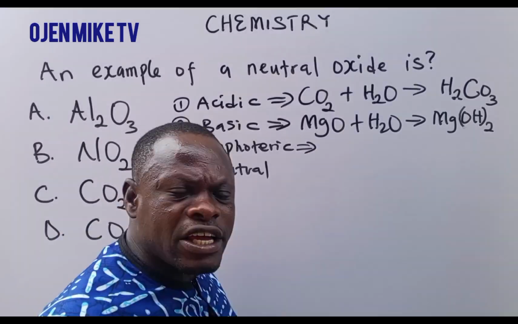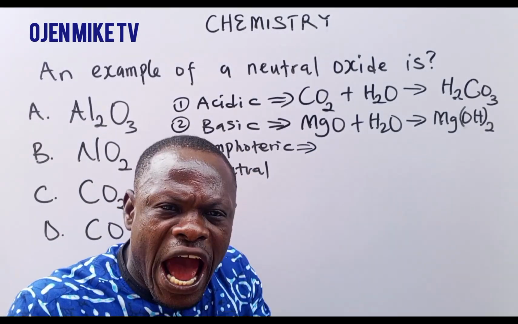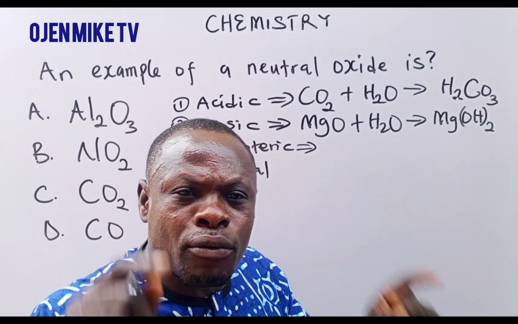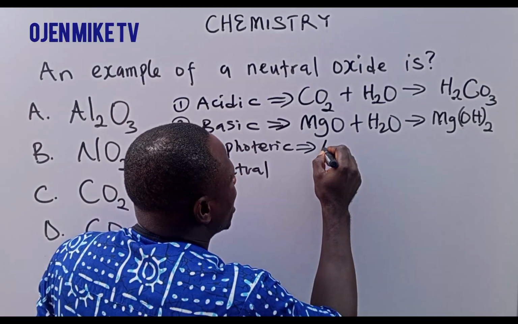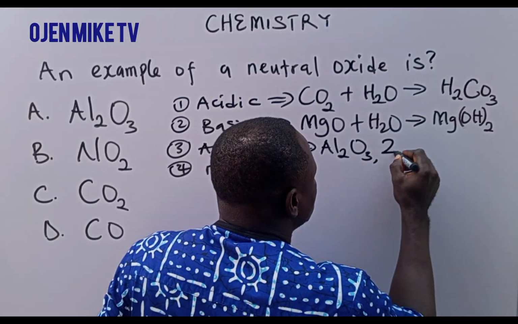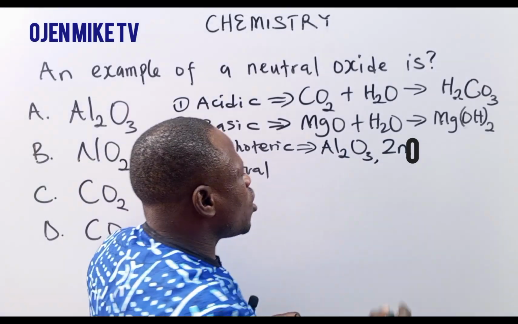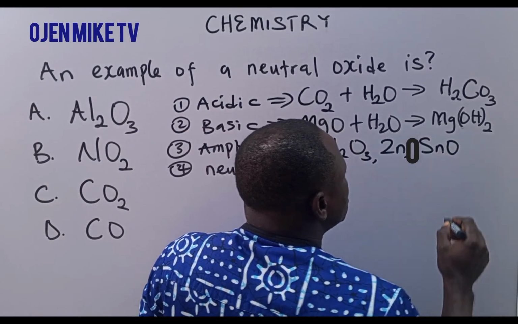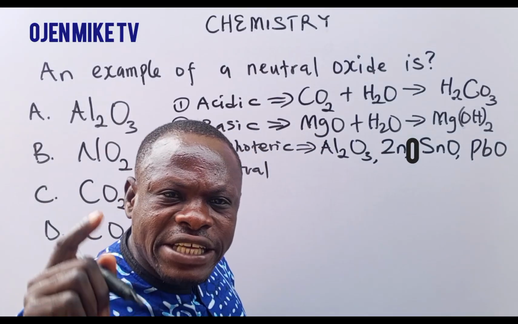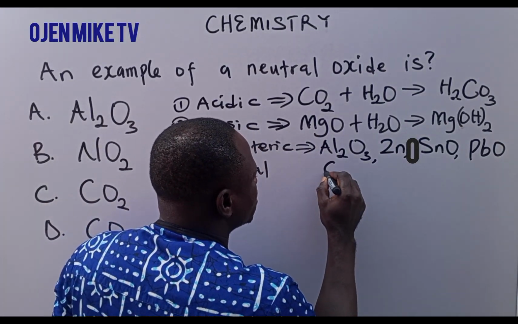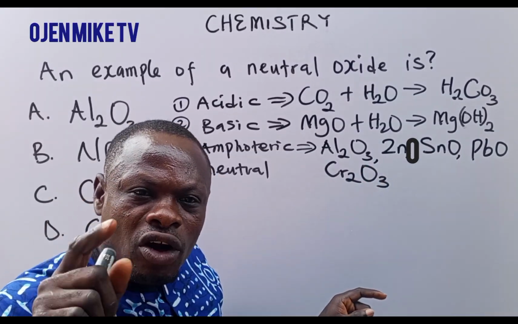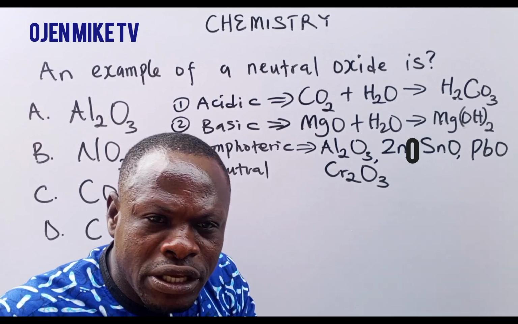Amphoteric oxide is an oxide that reacts with both acid and base. Any oxide that reacts with both acid and base is what we call an amphoteric oxide. Examples: aluminium oxide, zinc oxide, tin oxide, lead oxide, and chromium 3 oxide. They react with both acid and base, and of course they form salt and water.